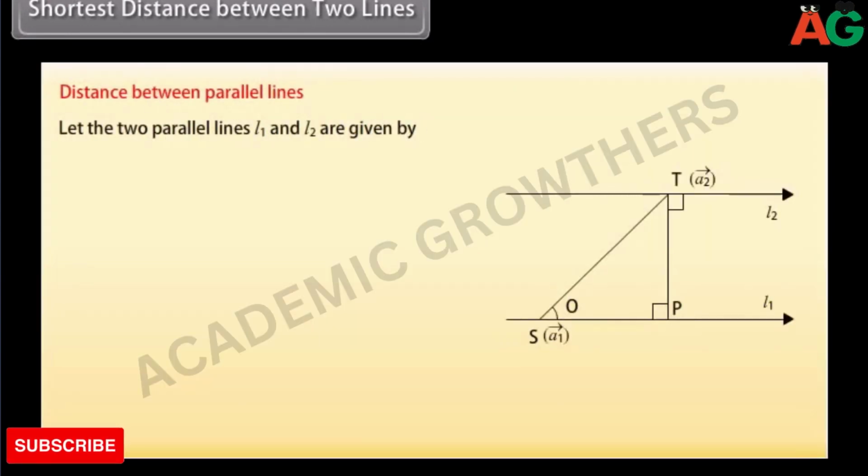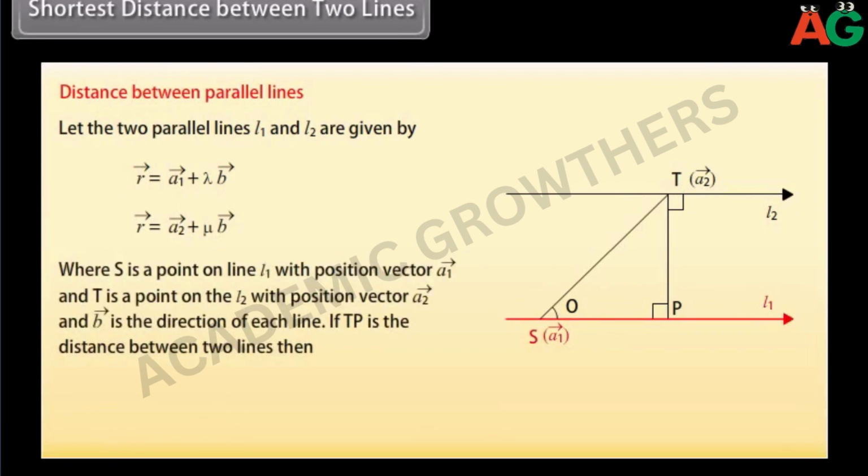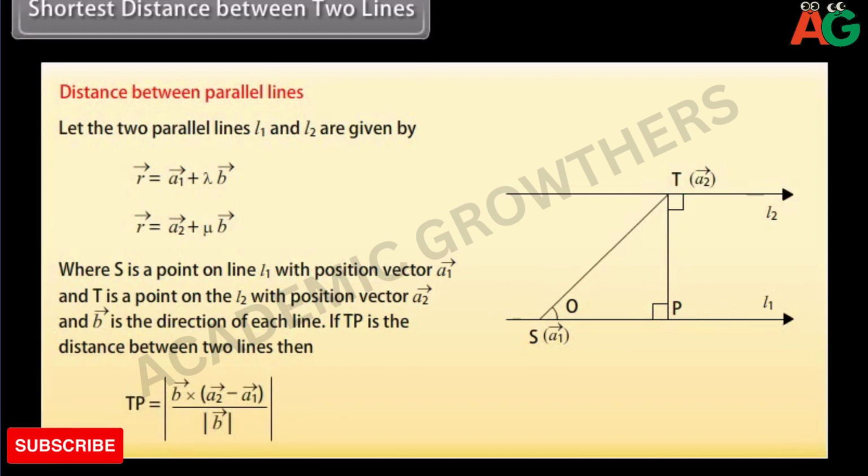Shortest distance between two lines. Distance between parallel lines. Let the two parallel lines L1 and L2 be given by vector r = vector a1 + lambda vector b, vector r = vector a2 + mu vector b, where S is a point on line L1 with position vector a1 and T is a point on L2 with position vector a2, and vector b is the direction of each line. If TP is the distance between the two lines, then TP equals modulus of cross product of vector b and the difference of vector a2 and vector a1, divided by modulus of vector b.